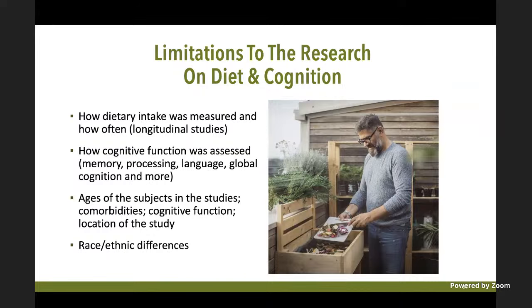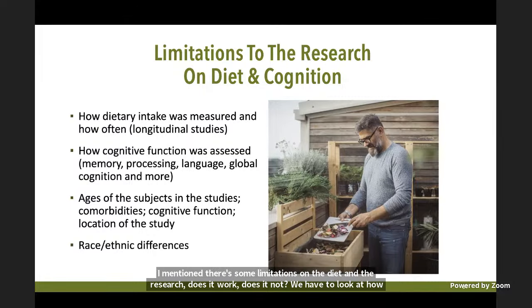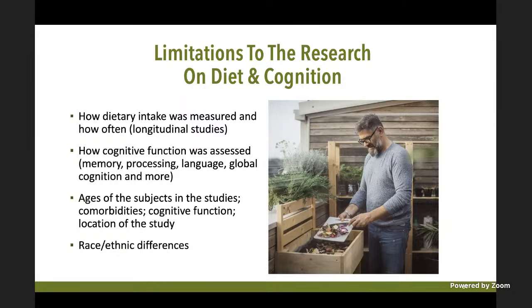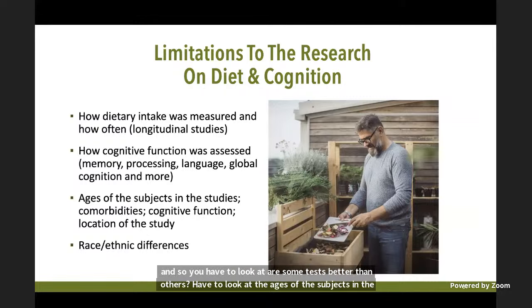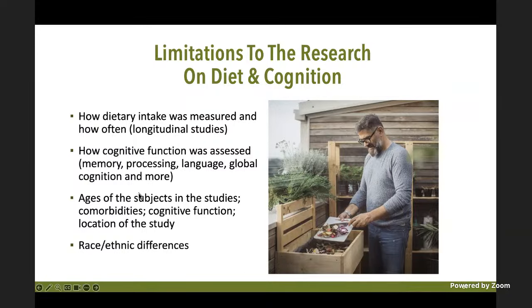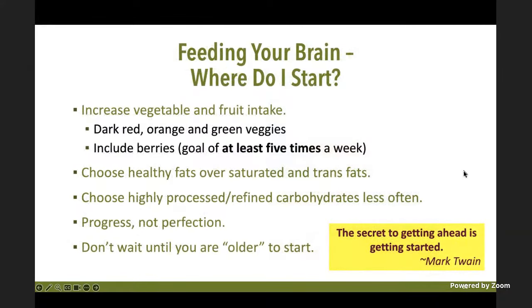There are all different ways that cognitive function is assessed, whether it's memory, processing, language, global cognition. And so you have to look at whether some tests are better than others. You have to look at the ages of the subjects in the studies. Some studies look at people who already have signs of mild cognitive impairment. Others look at populations with no cognitive impairment, in other words, healthy individuals. And then there's some research to suggest there may even be race and ethnic differences in how our bodies react to the different dietary components.